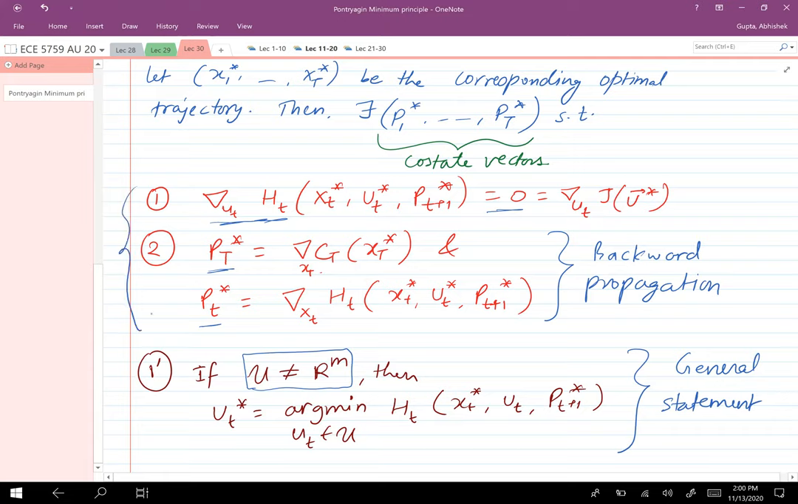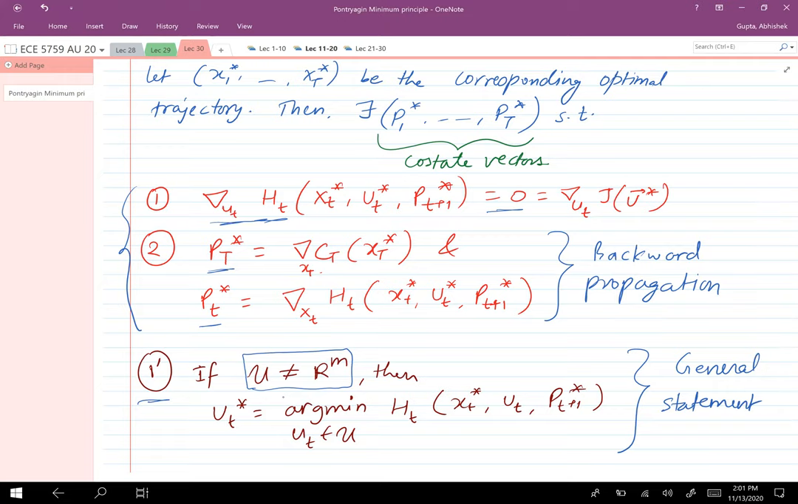This is something we have proved in the last class on Monday. But the one prime is the general statement about how the optimal action is computed in case your set of control actions is not the entire Euclidean space. Okay, so this is the famous minimum principle.